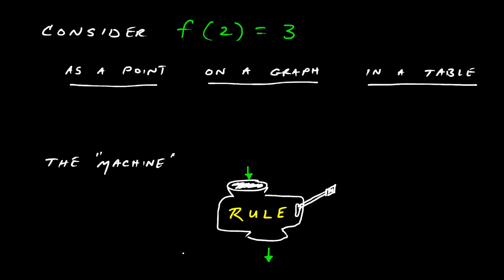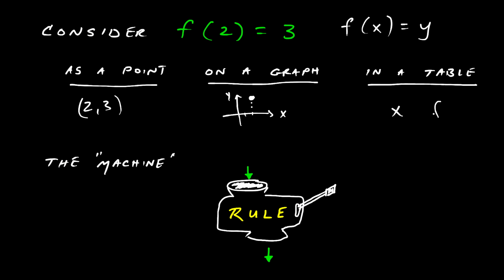So let's first consider the functional value f of 2 is equal to 3. Well, realize function notation is f of x equals y, so x equals 2 and y equals 3 is the point. On a graph, that just means on the x-axis we go right 2, on the y-axis we go up 3. 1, 2, 1, 2, 3, and there's our point.